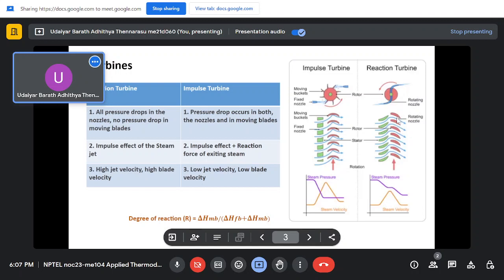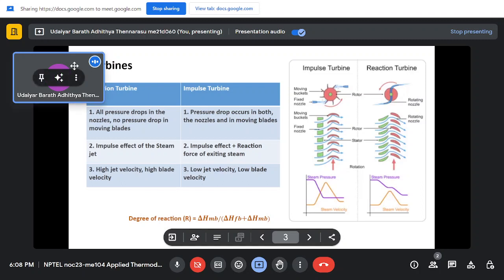And even if you see in the blades, there will be a reduction in pressure happening. But in an impulse turbine, the pressure is constant when it passes through the turbine blades. But in the case of a reaction turbine, there is a reduction in pressure and also a reduction in velocity. So in the impulse turbine, during the blades there is no pressure drop, only velocity drops. But in a reaction turbine, both pressure and velocity drop.